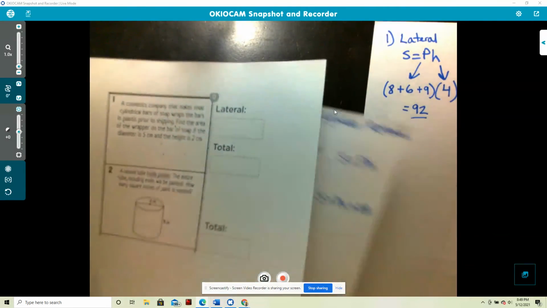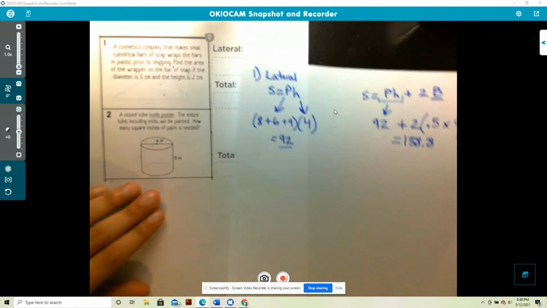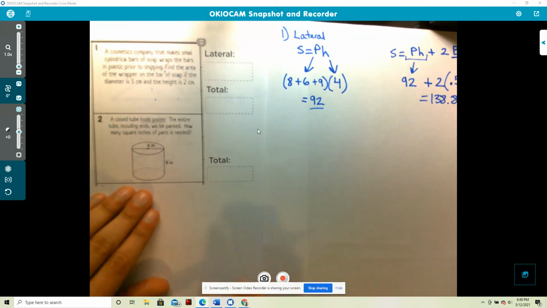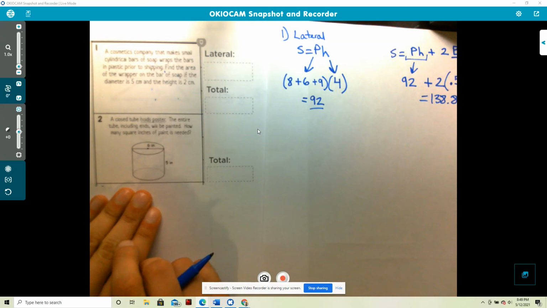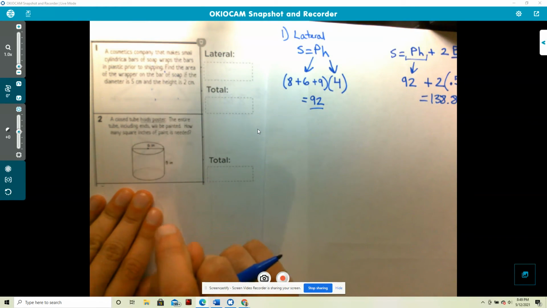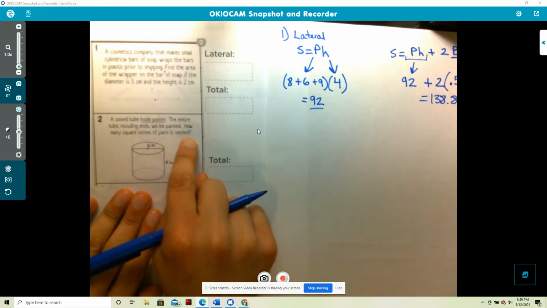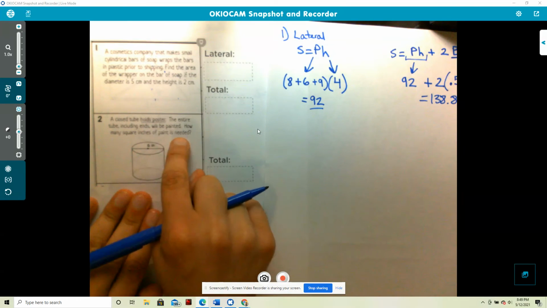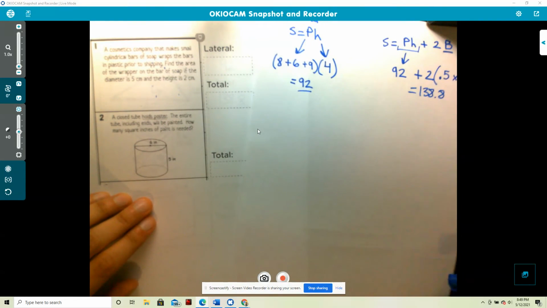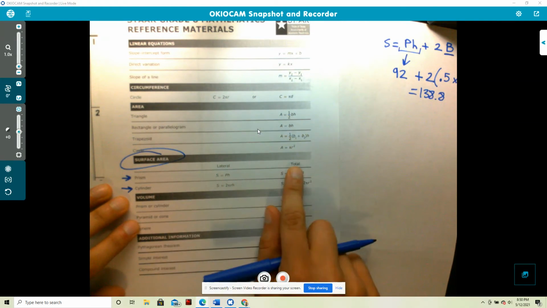All right, so I'm going to go over a cylinders one real quick. I'm going to go over number 2. It says a closed tube holds posters. I don't know what that's supposed to be, but anyway, the entire tube, including ends, will be painted. How many square inches of paint is needed? All right, so this is where you take out your formula chart. So we're dealing with the cylinder, and they want the total.